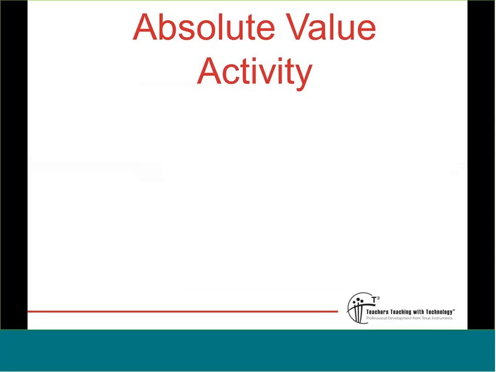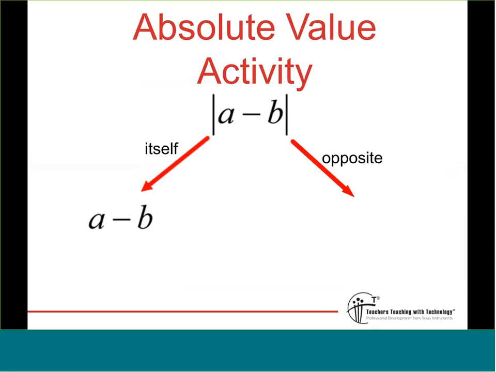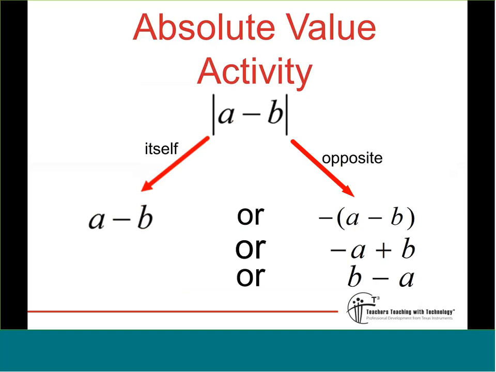So the absolute value activity will probably be my last thing here. One of the things that students think they know, but kind of don't, is the definition of absolute value. They can regurgitate it for you, but I'm not really sure they get it. So the absolute value of A minus B could be either whatever's inside there itself or its opposite. But now its opposite could be written in other equivalent forms. So I could distribute that negative sign and write it like that. Or I could write that as a subtraction problem.